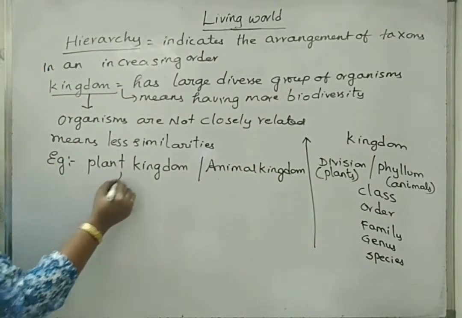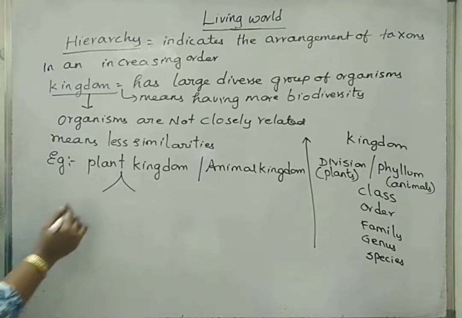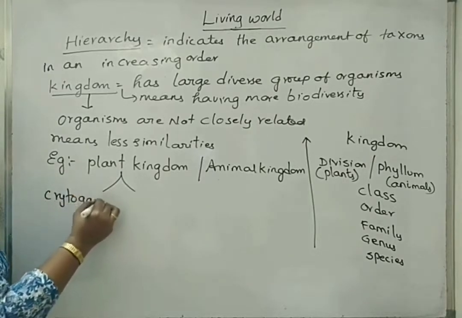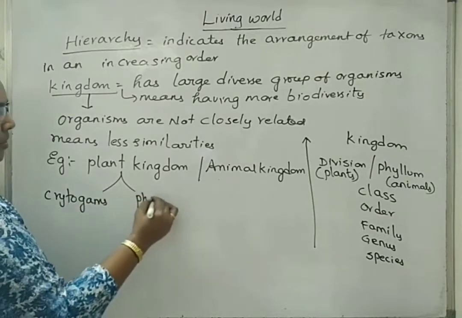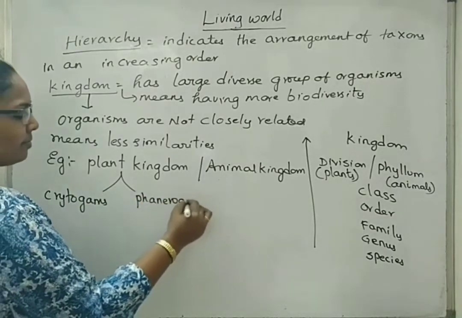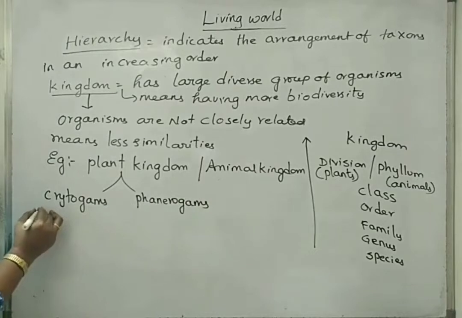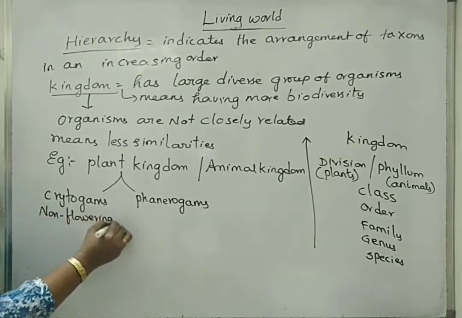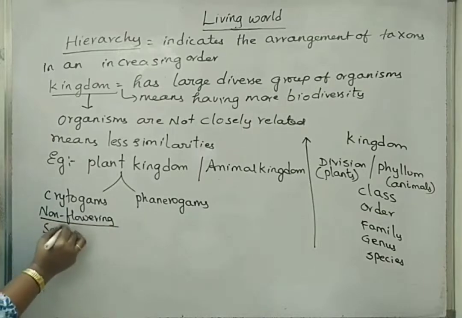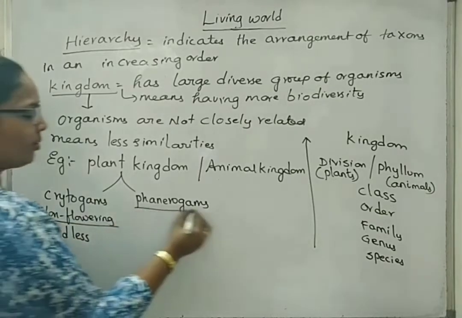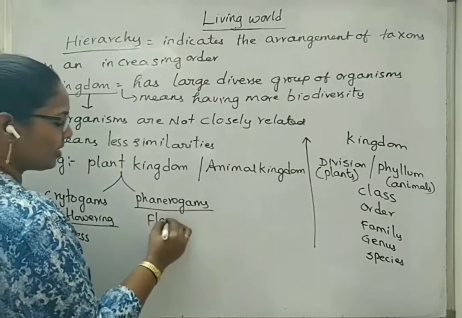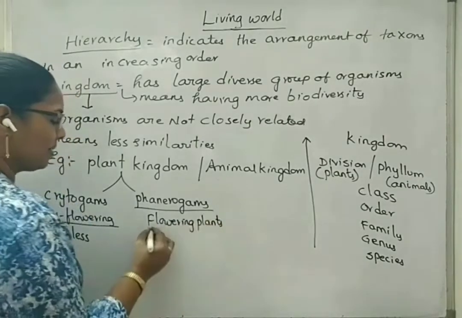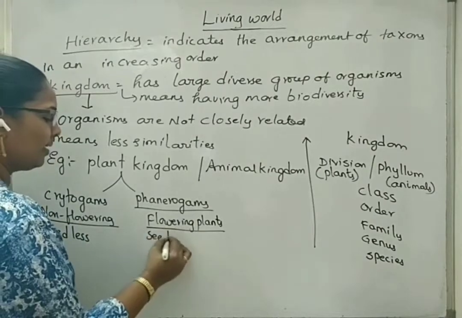Here, plants are again categorized into different groups, that is cryptogams and phanerogams. Cryptogams are non-flowering or seedless. Phanerogams are flowering plants, which means seed containing plants.